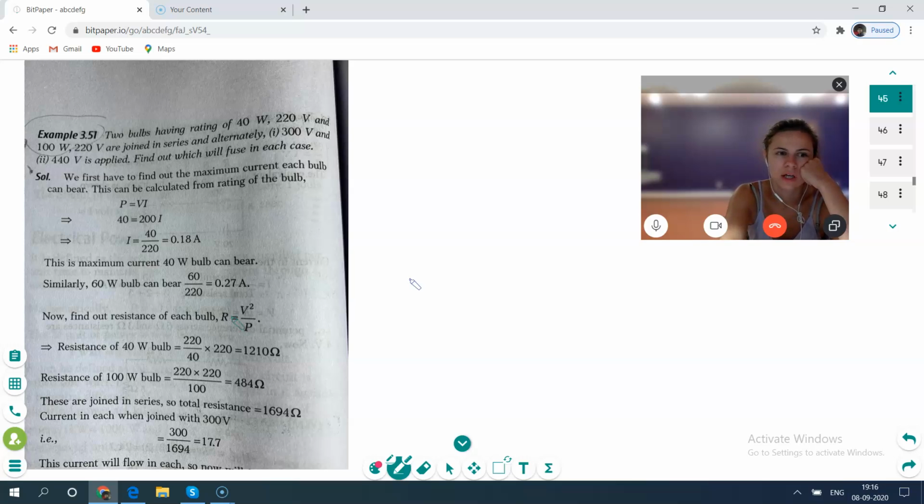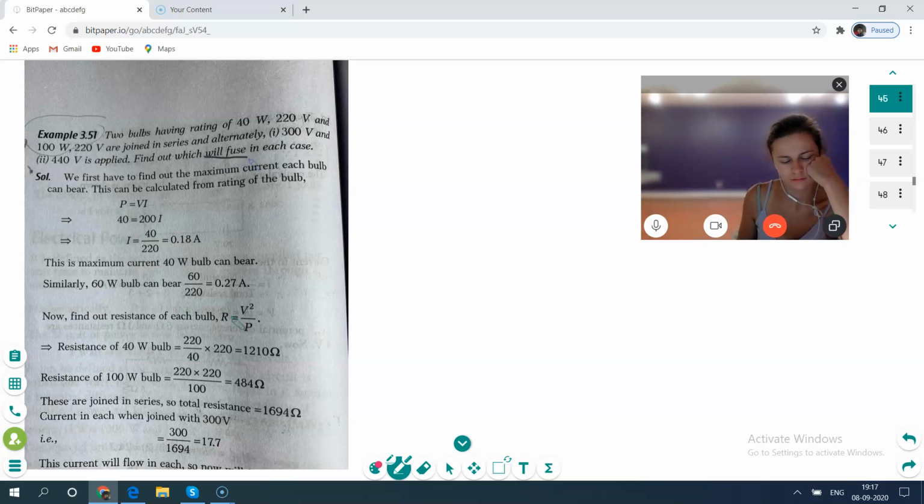Having rating of 40 watt and 202 volt and 100 watt and 202 volt are joined in series, and alternately 300 volt and then 440 volt is applied. Find out which will fuse in each case. What does it mean, which will fuse? I don't understand this question. Which will fuse?